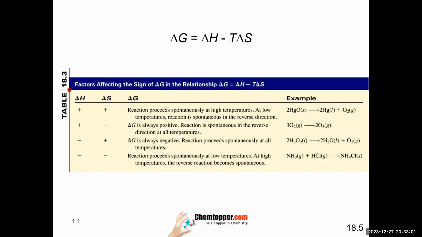Another important concept, that delta G depends on delta H minus T delta S. You already know the meaning of delta H, enthalpy change. You know delta S, entropy change. T is the temperature in Kelvin. Let's try to understand the meaning of this table. If your process is endothermic, so I'm going to hide the table. I want you to work with me. So start answering.